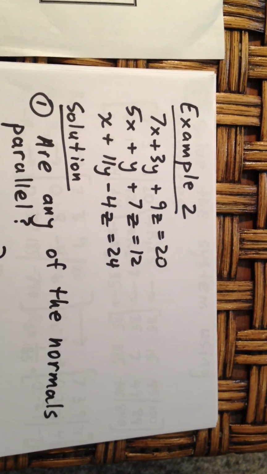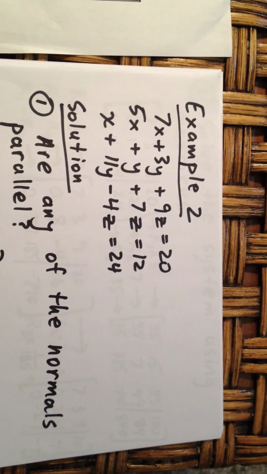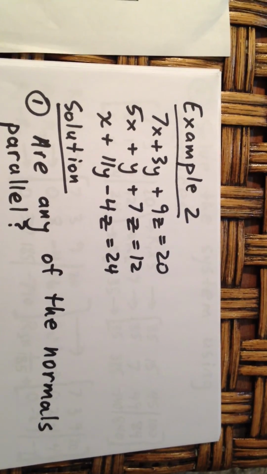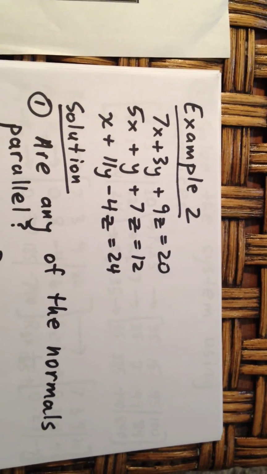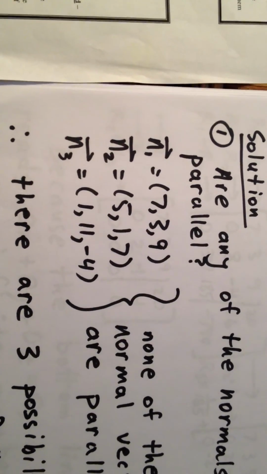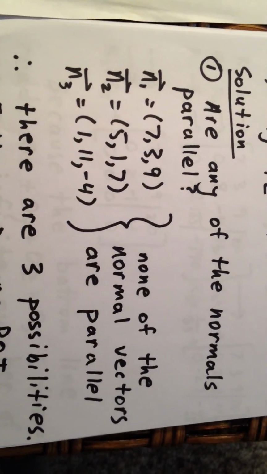In this example, we want to see if we have a consistent or inconsistent system. We have three equations with three unknowns representing three planes. So the first thing we do is we ask ourselves, like our handout says, are any of the normals parallel? Well, asking ourselves that question, we see that in fact none of the normals are parallel.